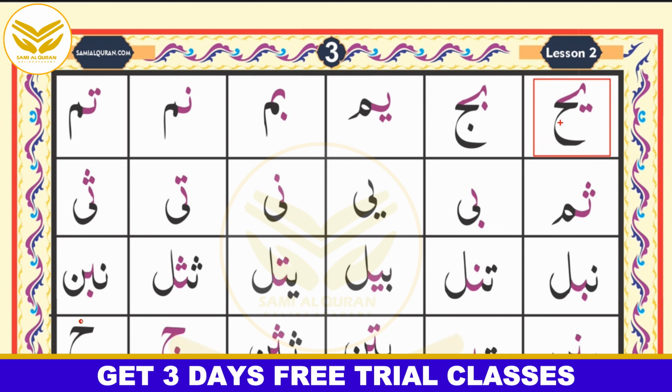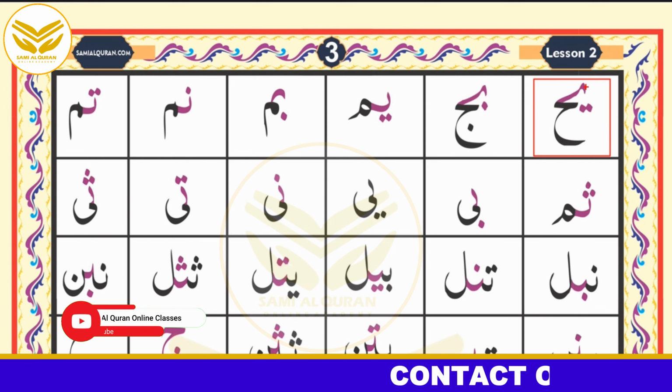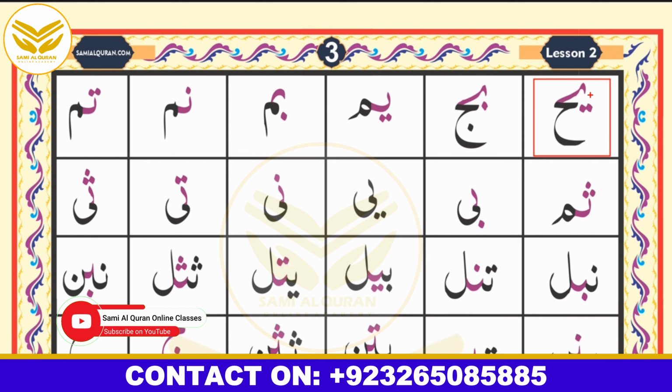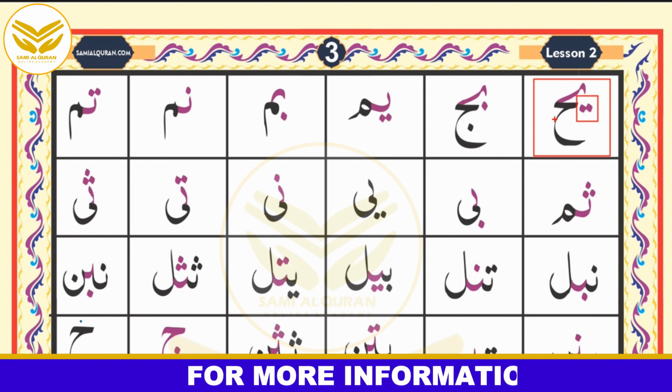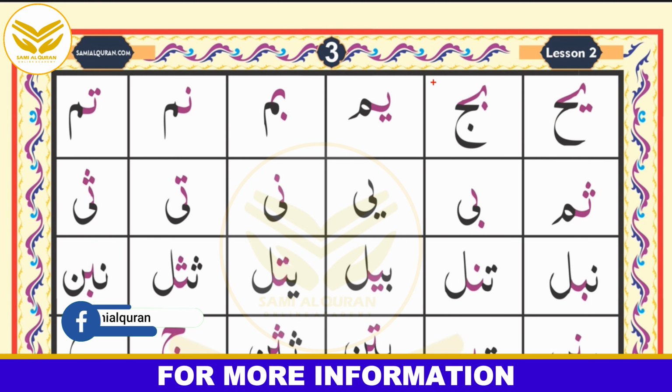Ya Ha. Here the first one is Ya, which has 2 dots in the bottom, and the black one is Ha. So we read Ya Ha. Next.